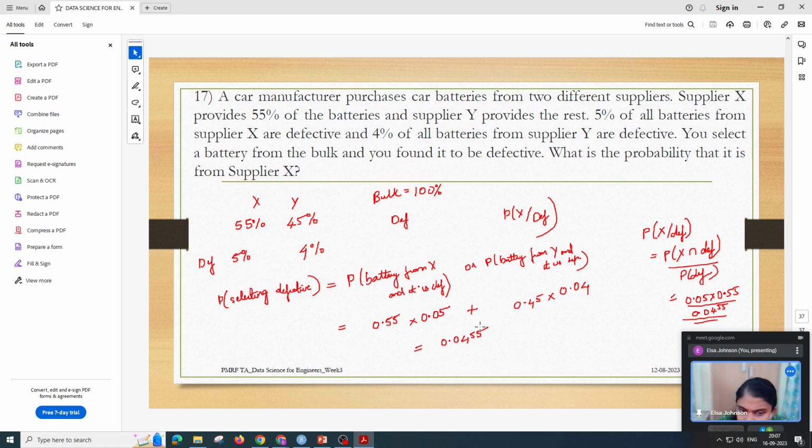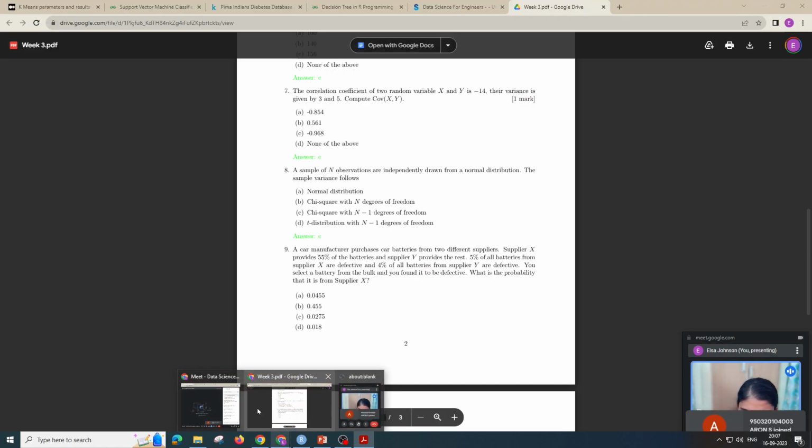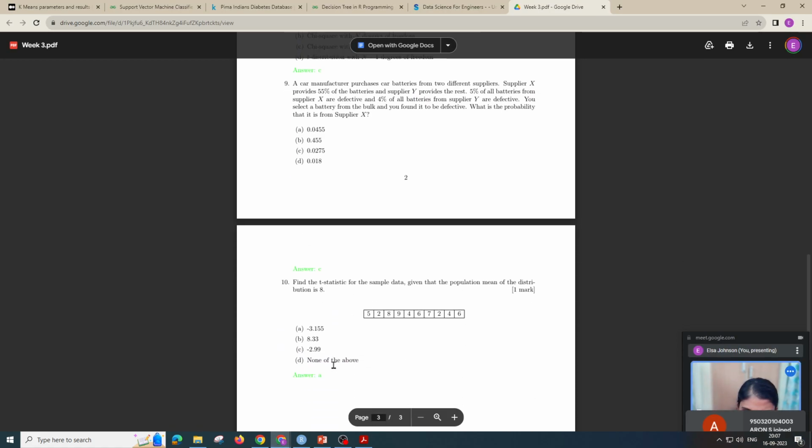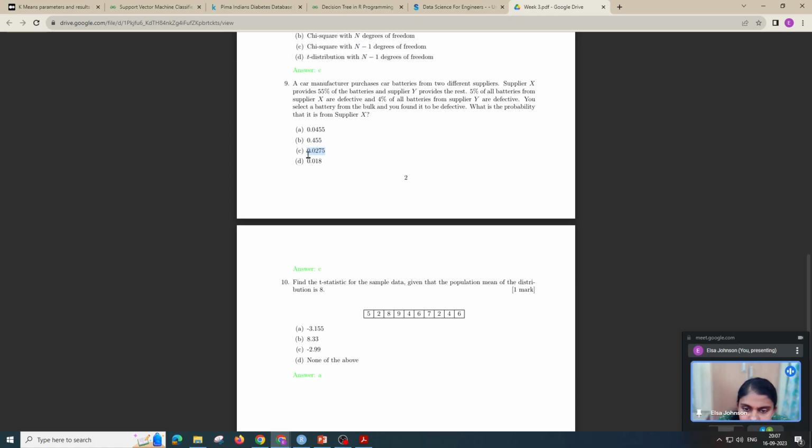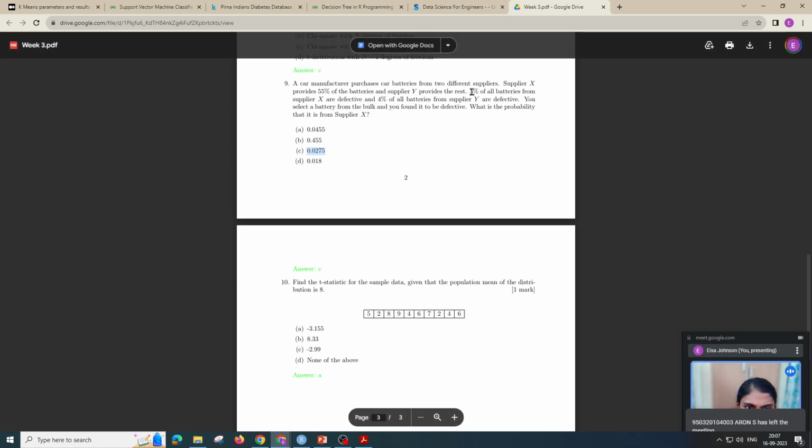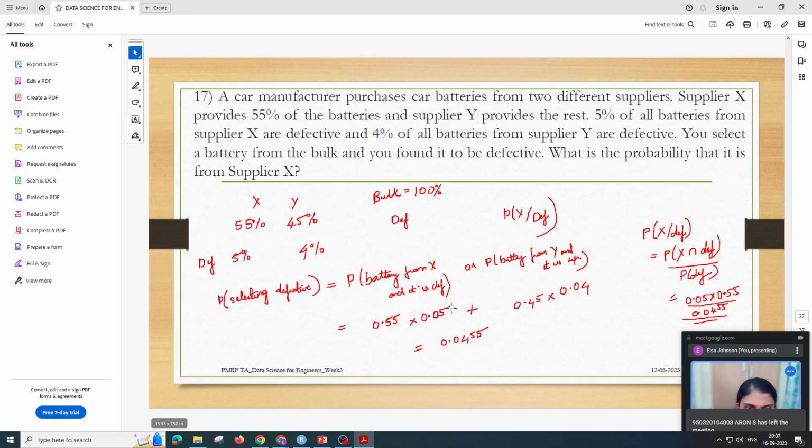Yes. Answer is 0.0455, right? Just wait. What is the answer given? C. Okay. This also I will check. Or is there any change in the values? Yeah, it's similar only.